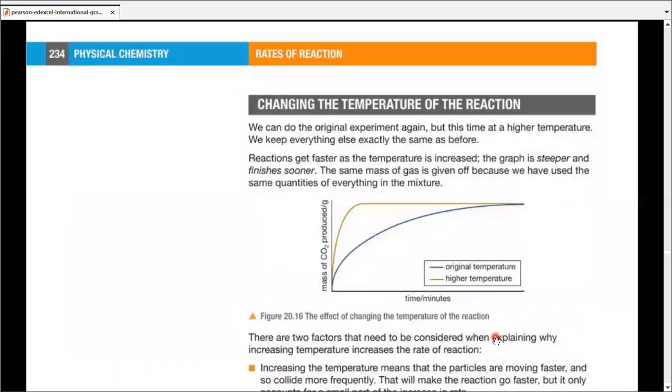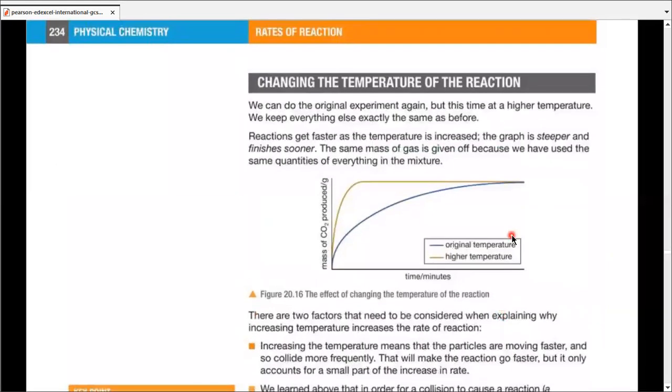Okay, so I'm simply going to move on to the next factor, which is changing the temperature of the reaction. Before I start with a new one, do you have questions from the previous one? I forgot to ask. No. Okay. So let's move on to temperature.